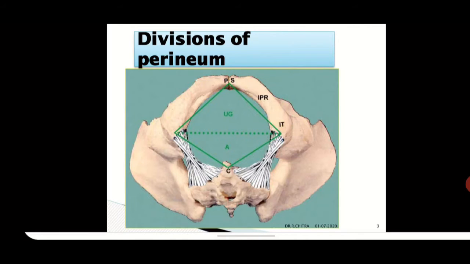If you divide this pelvic outlet by an imaginary horizontal line joining the anterior ends of both ischial tuberosities, then we have two triangles. Urogenital triangle in front, that is UG, given in the picture, and anal triangle behind. So in this class we will see mainly the anal triangle, and we will see the urogenital triangle in some other class.